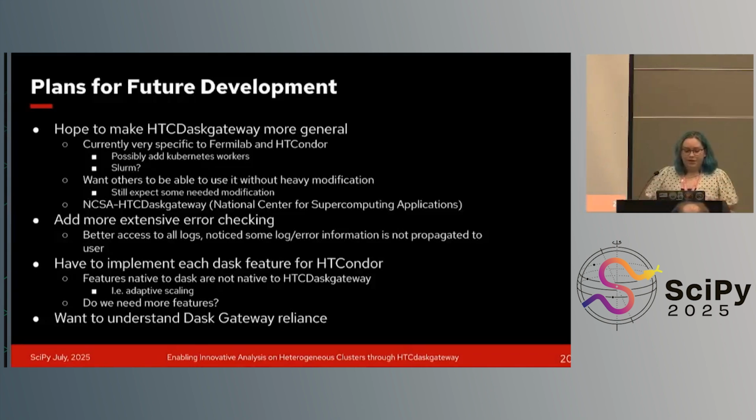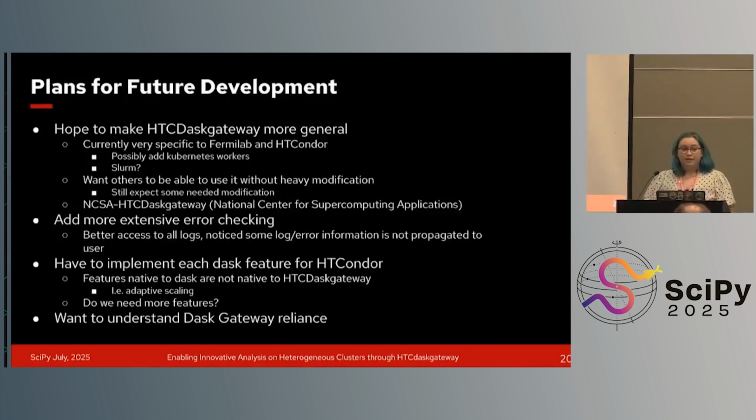But on that note, we do actually have a fork from the National Center for Supercomputing Applications, the NCSA. They forked our repo, and they have been using it for their research notebooks. So it can be done. It can be modified and used in other institutions, but we do want to make that easier for people.